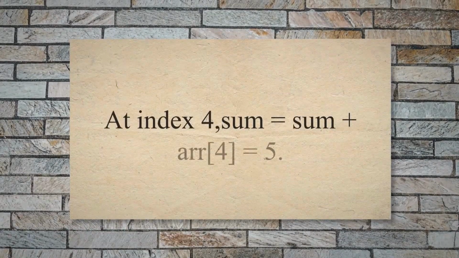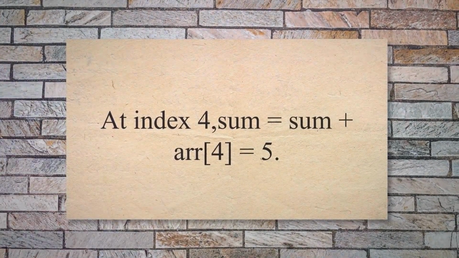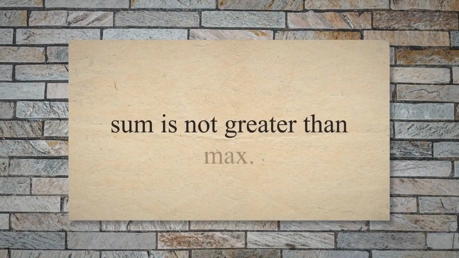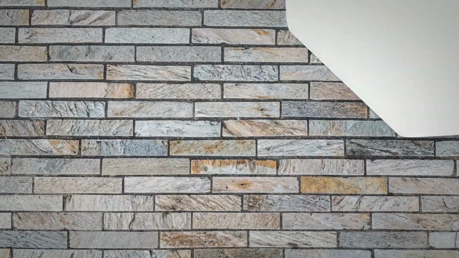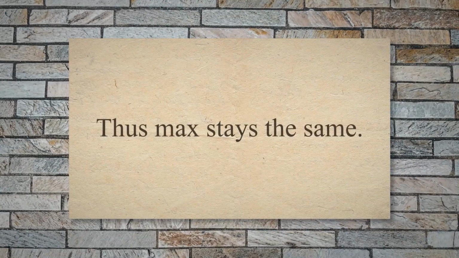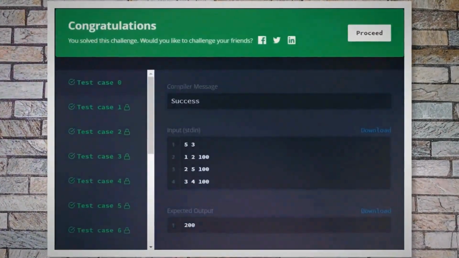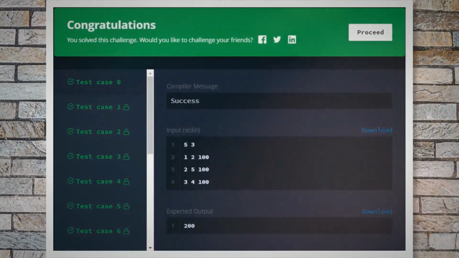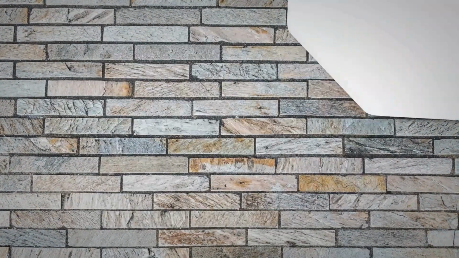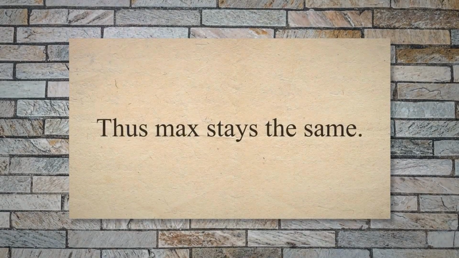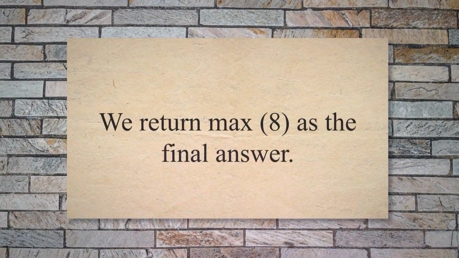At index 4, sum equals sum plus A4 equals 5. Sum is not greater than max. Thus max stays the same. At index 5, sum equals sum plus A5 equals 5. Sum is not greater than max. Thus max stays the same. We return max, 8, as the final answer.